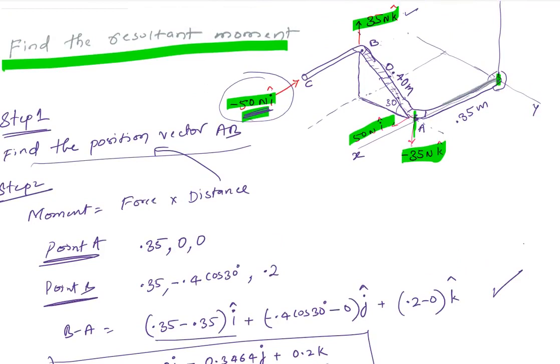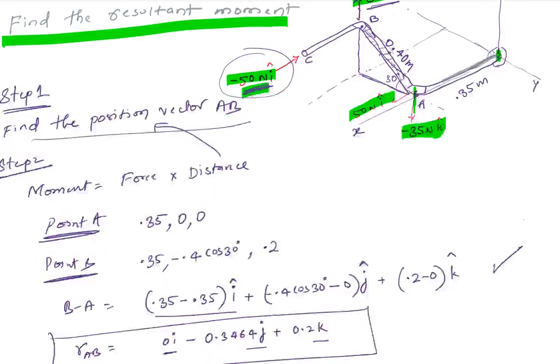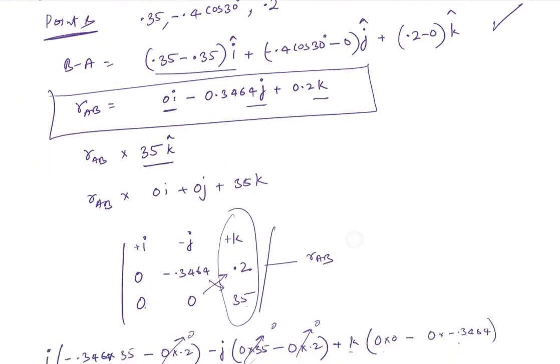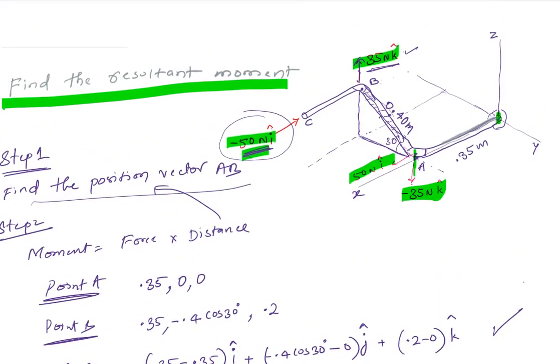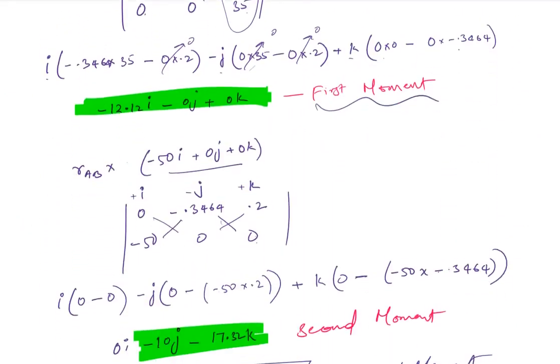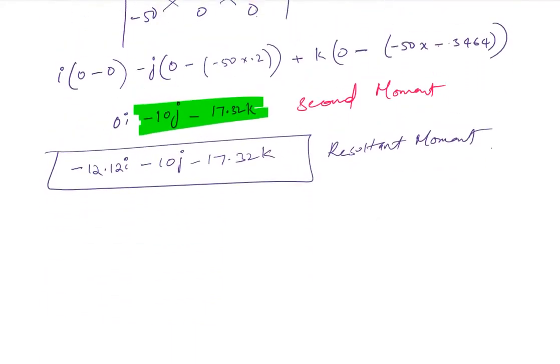Each force at a time. The 35 Newton force, we apply to this: force times distance, think of it like that. Force times distance gives moment. So we got that as the first moment, and again force times distance is the second moment we got, and we added these two moments together. Okay, that's it, and I'll see you all in another example.